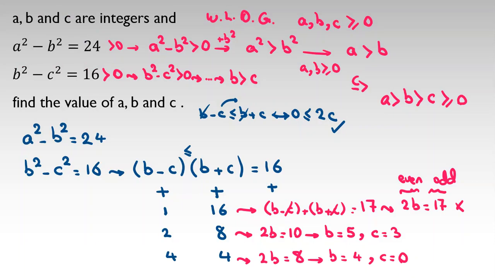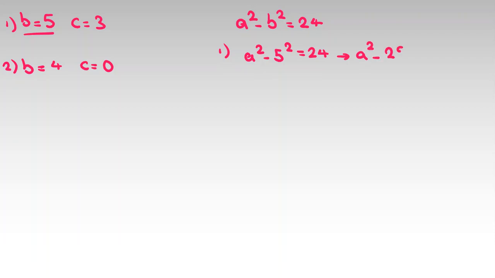Because we've checked the second equation, it works. Now we should work on the first equation. A squared minus B squared should be 24. In the first case, B is 5, so A squared minus 5 squared equals 24. A squared minus 25 equals 24. If we add 25 to both sides, A squared will be 49, and A will be 7.